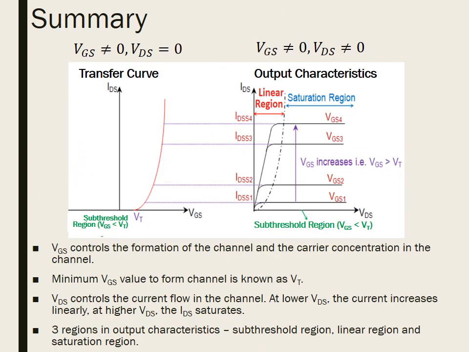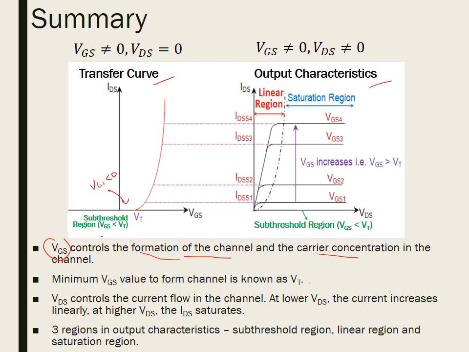Finally, to summarize, we have discussed the mechanism of MOSFET under bias. There are two types of IV characteristics that were discussed, which are the transfer curve and output characteristics. VGS controls the formation of the channel and the carrier concentration in the channel. When we only vary VGS, where VDS equals 0, and we measure IDS, we will get the transfer curve. Here, VT is the minimum VGS value to form the channel, meaning that at VGS smaller than VT, almost no current flows, and at VGS larger than VT, the current flows.